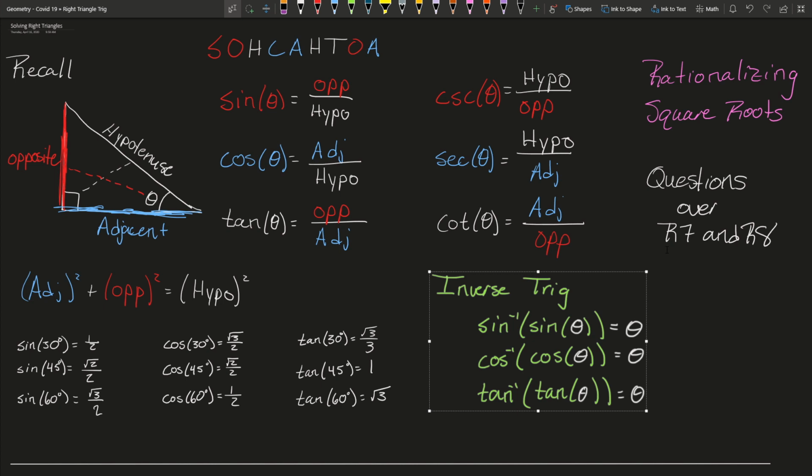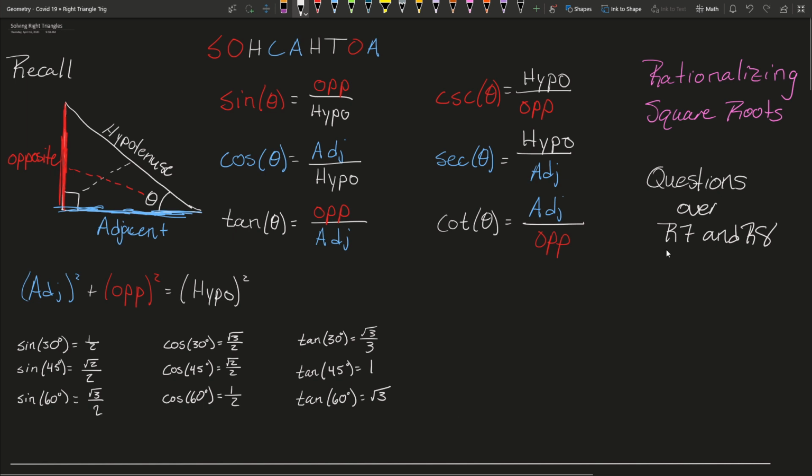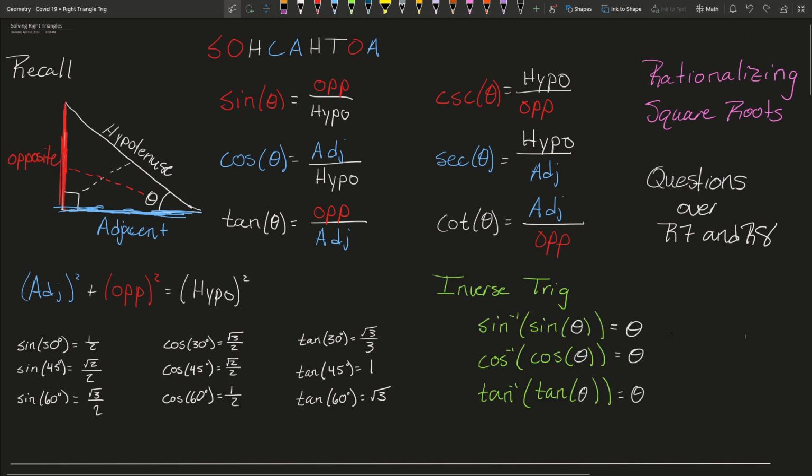So here I have written the inverse sine. The inverse sine of sine just gives theta. So when we're solving for an angle, we have to take the inverse sine, the inverse cosine, or the inverse tangent on both sides, and that'll give us the angle we're looking for. And we'll do an example of this coming up in a minute.